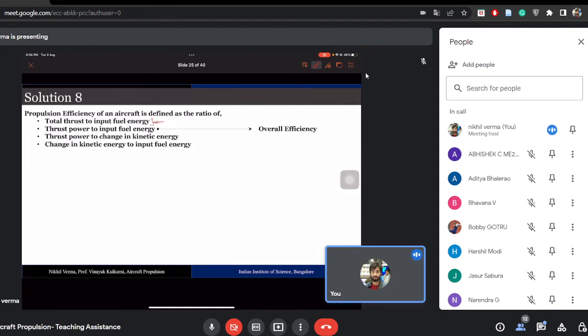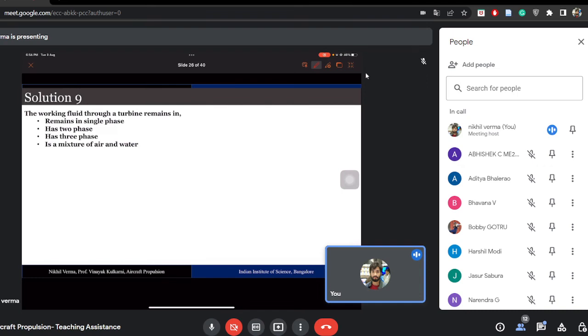So yeah, this is the thrust power by total input energy. It is the overall efficiency. Then this is thrust power to the change in kinetic energy, which is the propulsion efficiency. Then the change in the kinetic energy to the input fuel is the thermal efficiency. So the correct answer is C, thrust power to the change in kinetic energy.